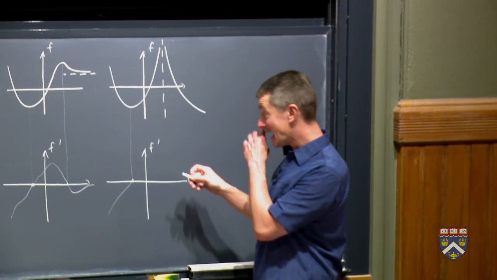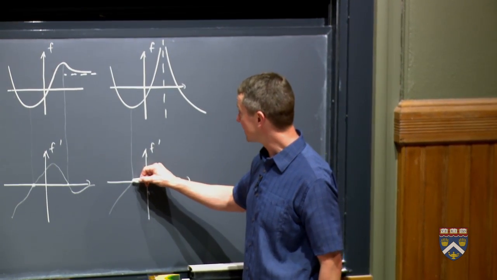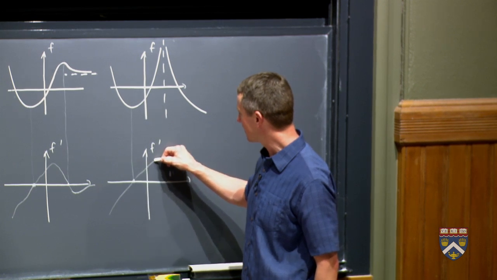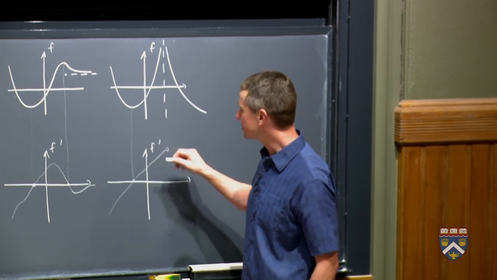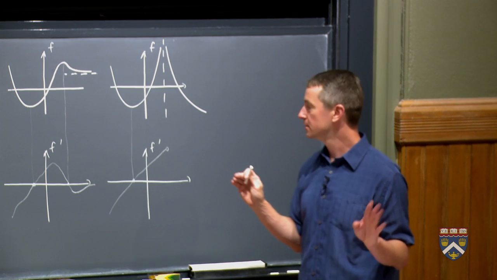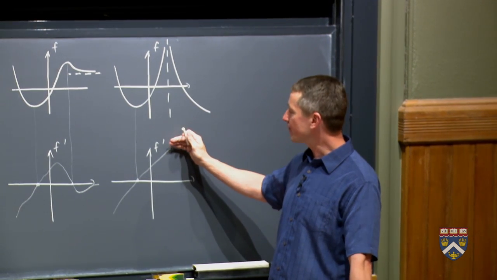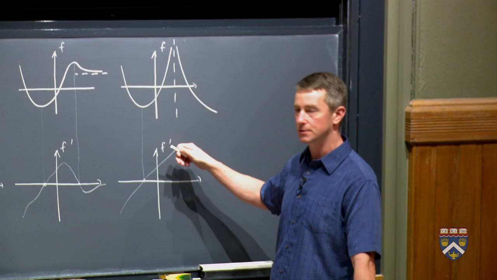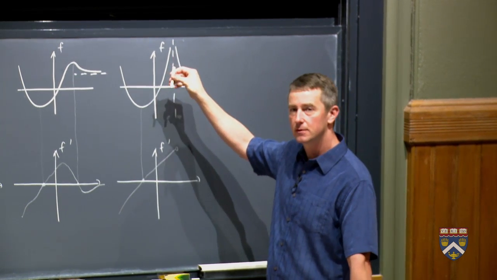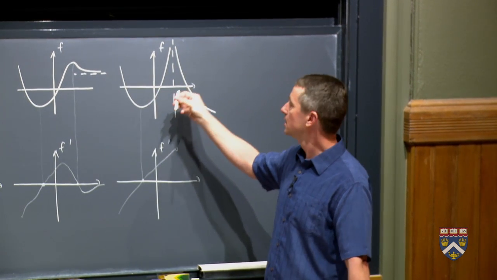If f prime did not have a vertical asymptote, that would mean that somehow f was going up and up and up like this, and then eventually got to some highest point. So let's say this highest point is even 1,000. That means that f prime never gets more than 1,000, meaning the slope of f never gets more than 1,000. But what would that mean?